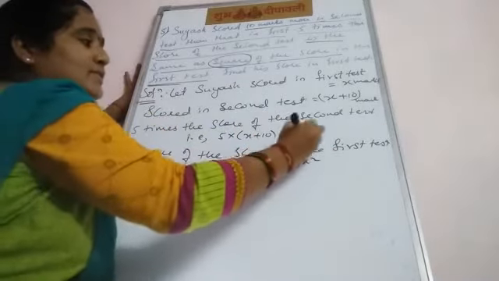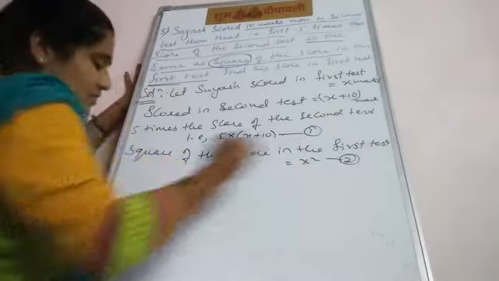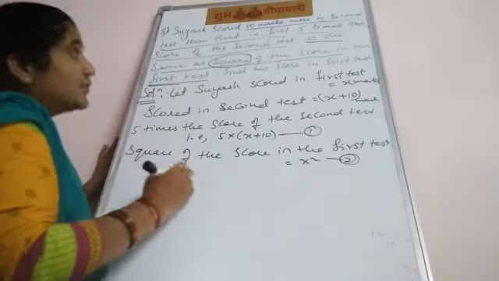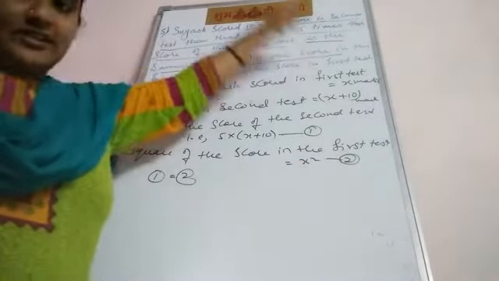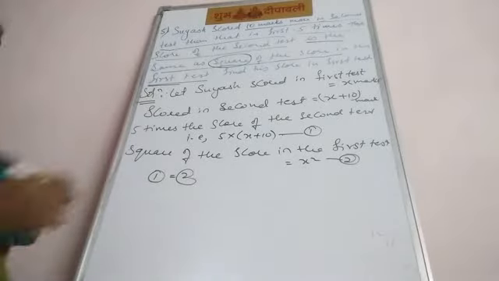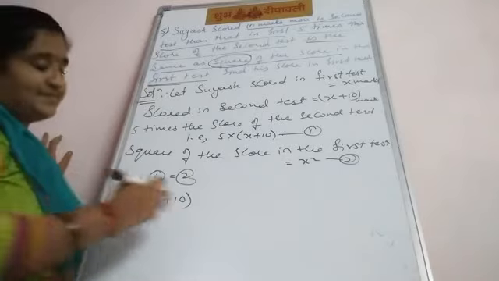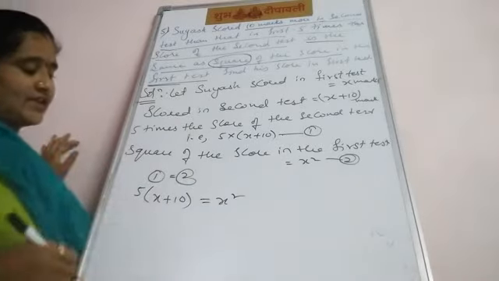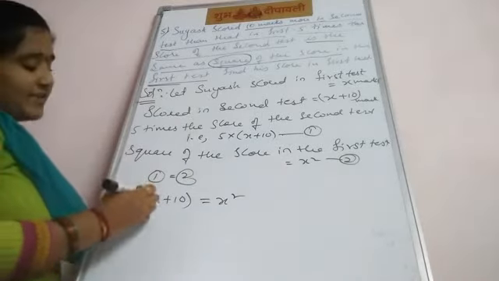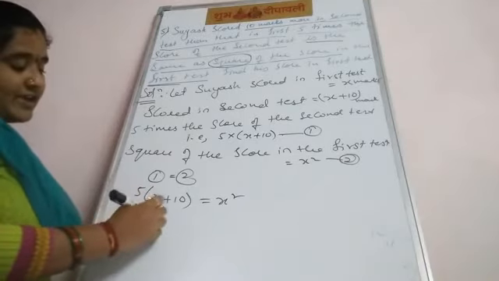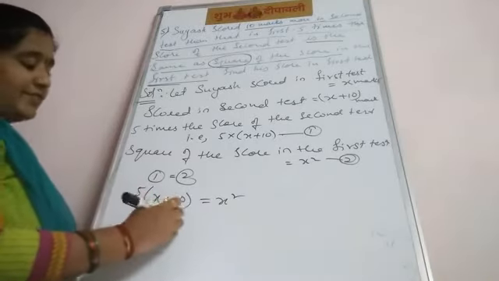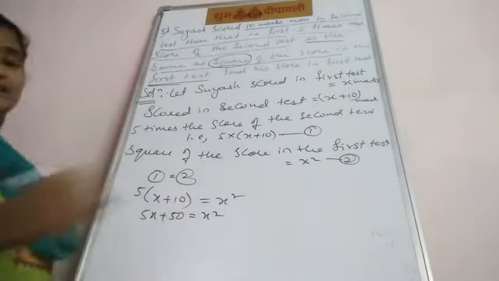Now we will equate this 1 and 2. 1 equals 2 because in the middle, what is given is "the same as", which means equal. So 5 into x plus 10 equals x square. First you multiply with 5. 5 into x, 5x plus 50 equals x square.